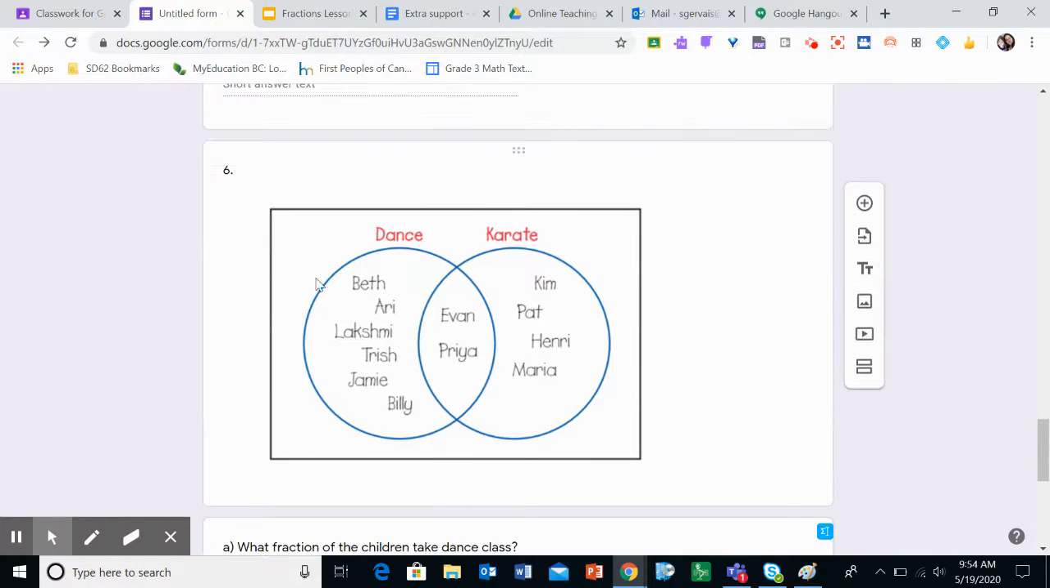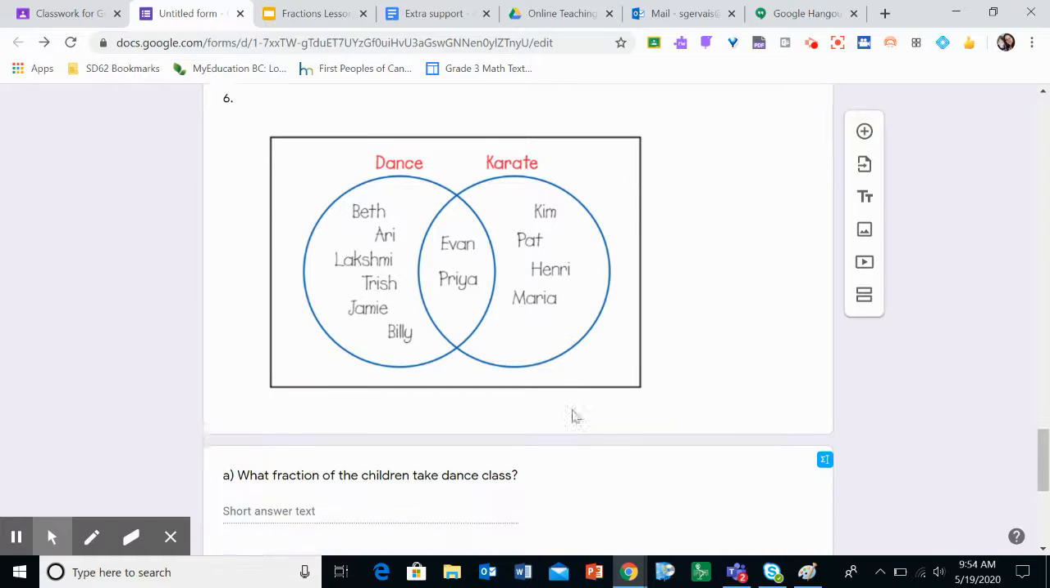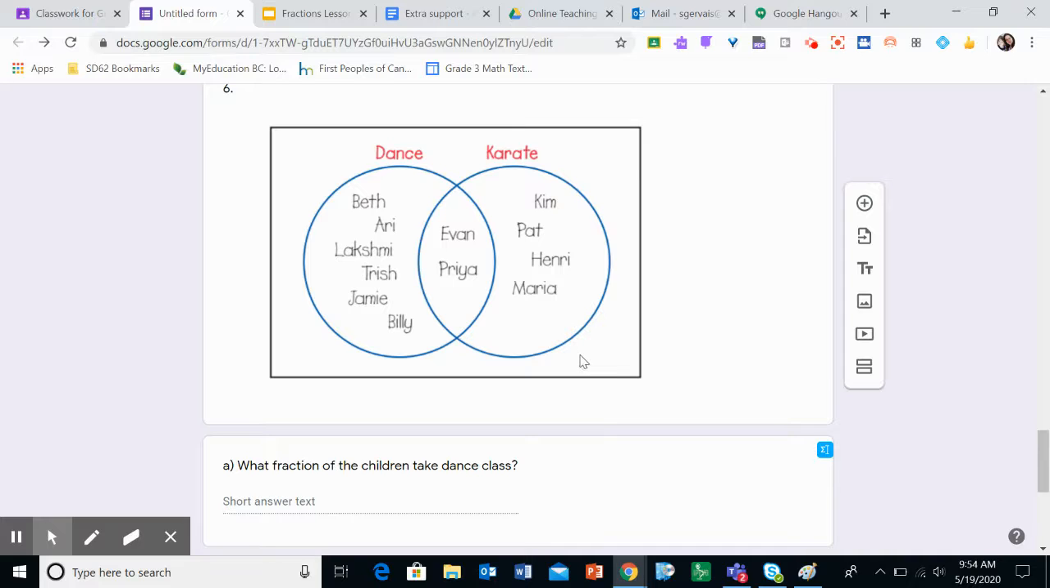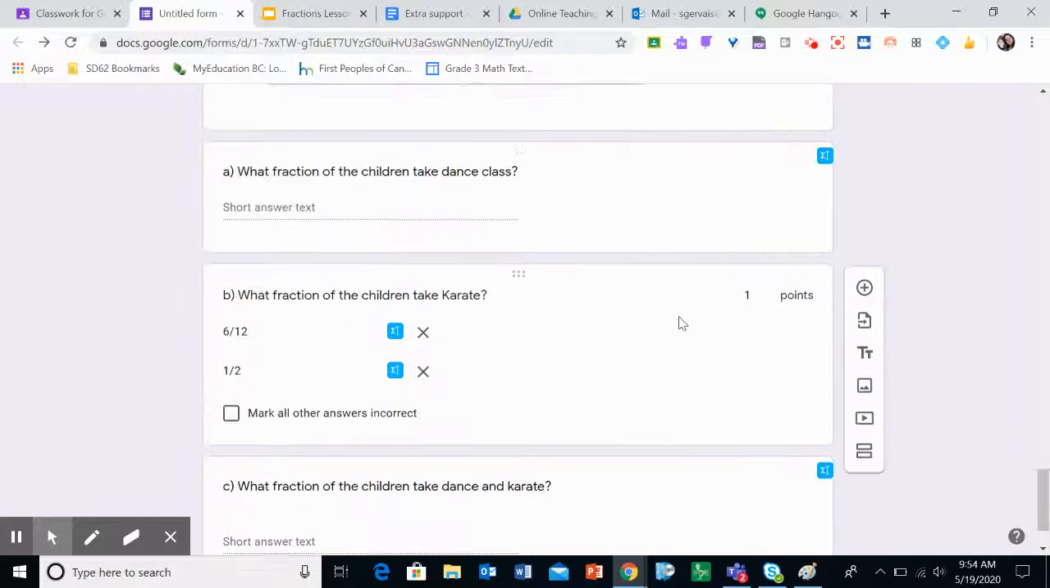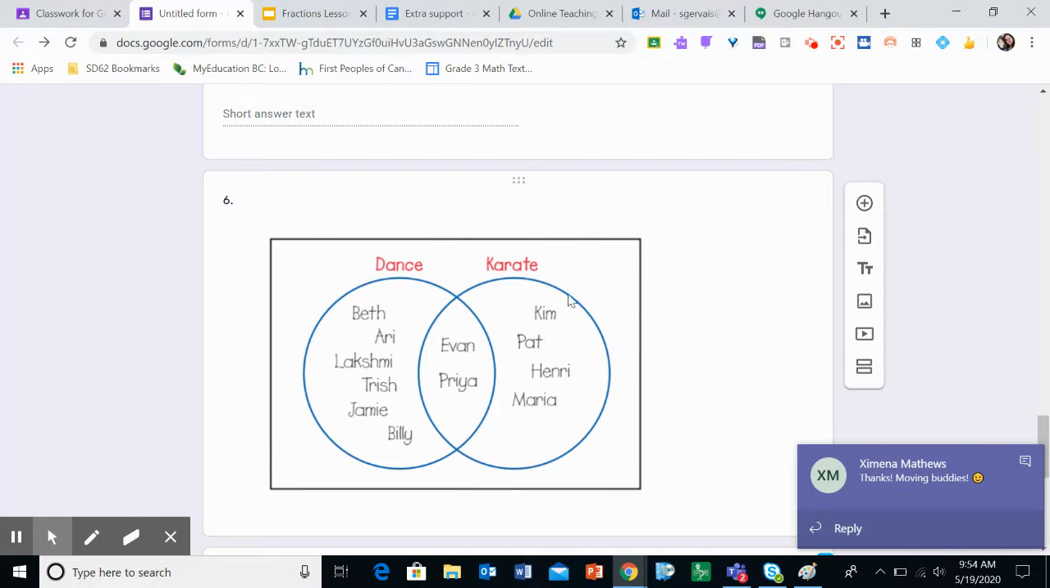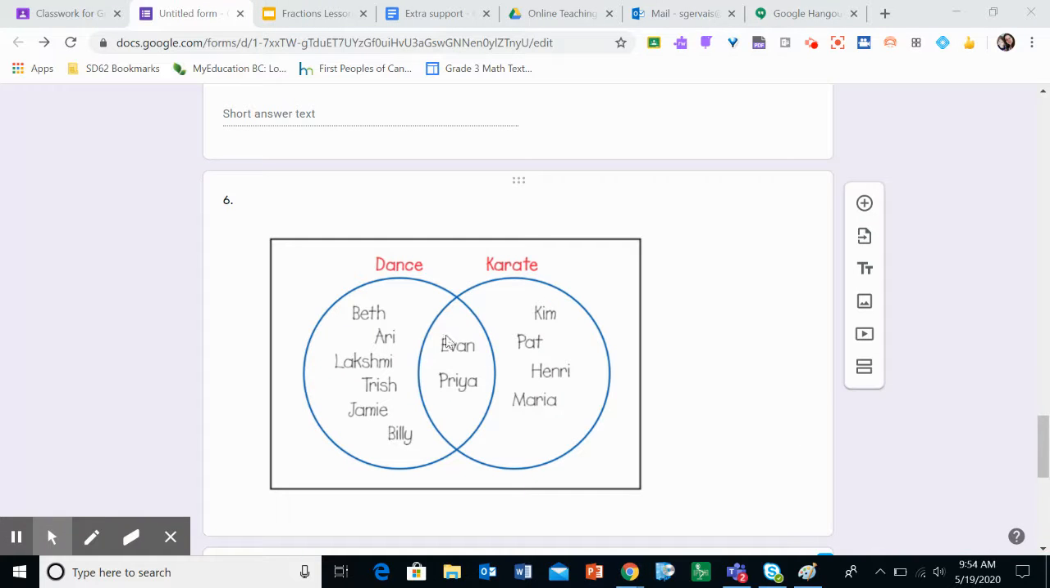Right, the next one, you're going to look at this beautiful Venn diagram. Remember, the middle is when things are the same. So they're dance and karate. And this one's just dance students. This one's just karate. So what fraction of the children take dance class? So you look at all the students who do dance, all of them. Don't forget the ones that do dance and karate. And then out of how many students in total? The next one, how many students take karate? Out of how many students in total. And then the final one, how many students take dance and karate. And you're writing these numbers as a fraction.